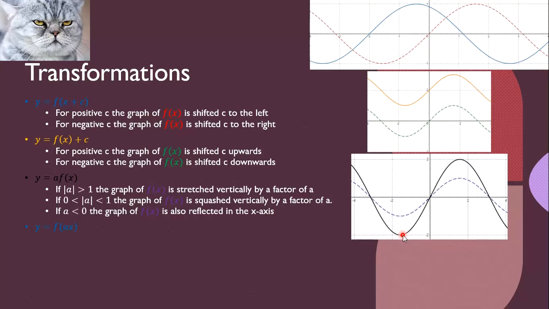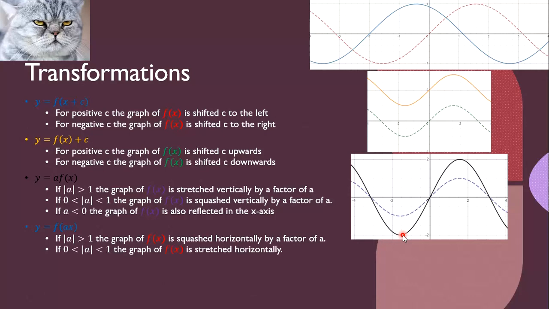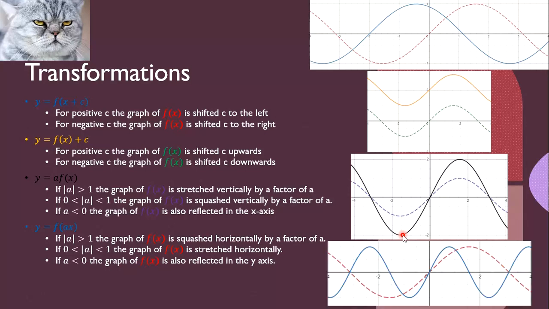y equals f of ax. If the modulus of a is more than 1, the graph of f of x is squashed horizontally by a factor of a. If 0 is less than the modulus of a, which is less than 1, the graph of f of x is stretched horizontally. And if a is less than 0, the graph of f of x is also reflected in the y-axis. You can see an example of this here. It's been squashed.